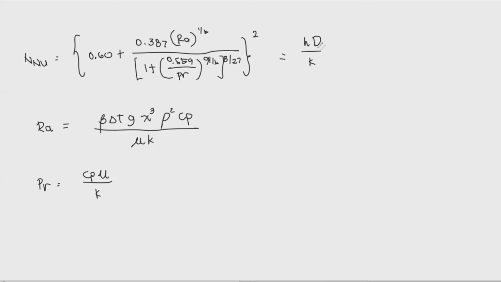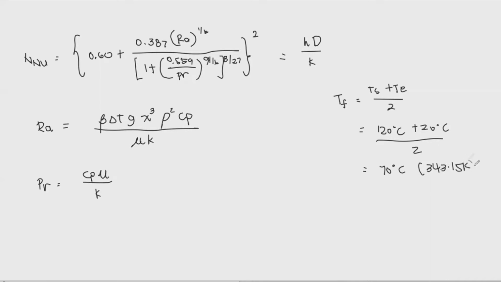Now let's find the film temperature. So it's just the average of the surface and the environment temperature. So that's Ts plus Te over 2. So that's equal to 120 and 20 degrees Celsius, divided by 2, this is equal to 70 degrees Celsius, and that is equal to 343.15 Kelvin. So this is our film temperature.